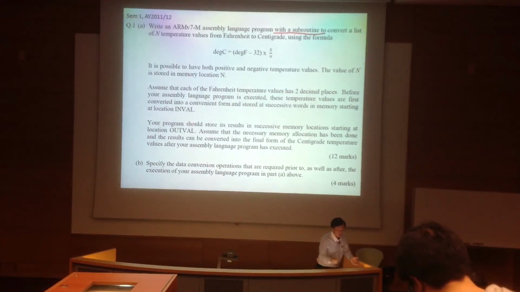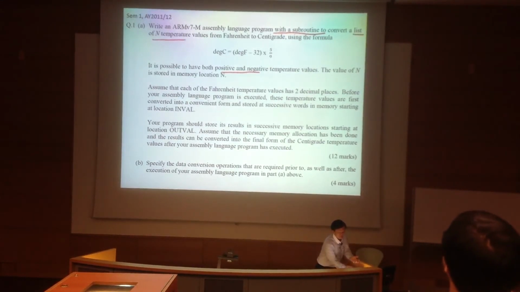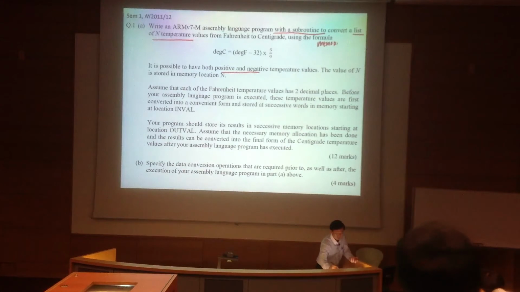Read carefully. Again, it is possible to have positive and negative temperature values. You have a list of n temperature values, so very similar. You have a picture in memory. Okay, let me just draw it here.